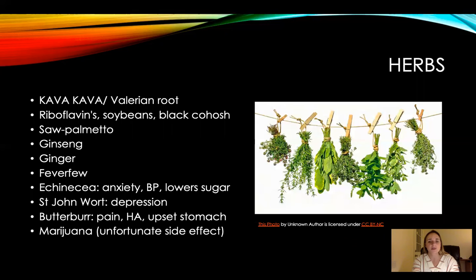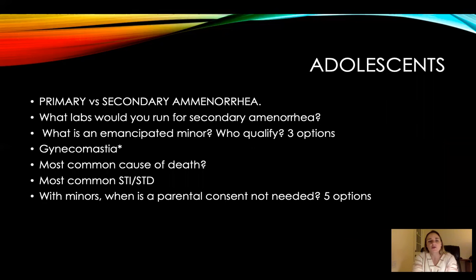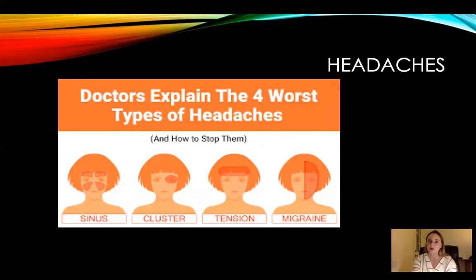You must know your herbs, and I'll tell you how I memorized them. You have to know adolescents, gynecomastia, primary and secondary amenorrhea. What does it mean? When does it happen? What should you test for? We have to talk about headaches, and the test did trick me on this one, and I want to make sure you don't get tricked, so I teach you how not to get tricked.